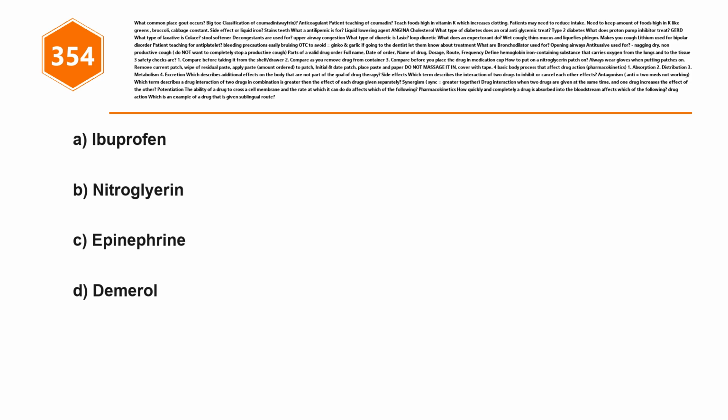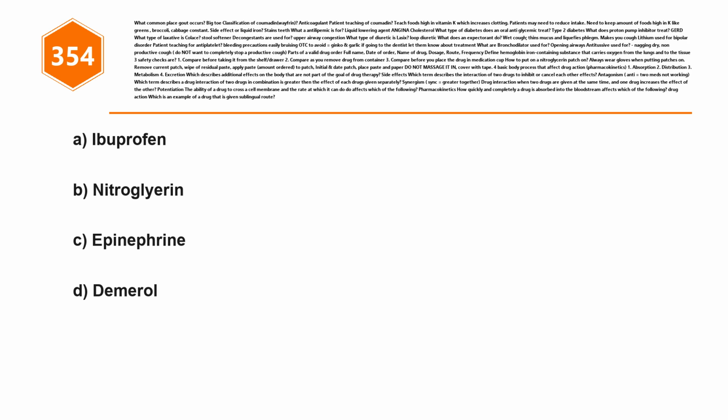Basic body processes that affect drug action, pharmacokinetics: 1. Absorption. 2. Distribution. 3. Metabolism. 4. Excretion. Which term describes additional effects on the body that are not part of the goal of drug therapy? Side effects. Which term describes the interaction of two drugs that inhibit or cancel each other? Antagonism; anti equals two meds not working. Which term describes a combined effect greater than the effect of each drug given separately? Synergism; syn equals greater together. Which describes when two drugs are given at the same time and one drug increases the effect of the other?